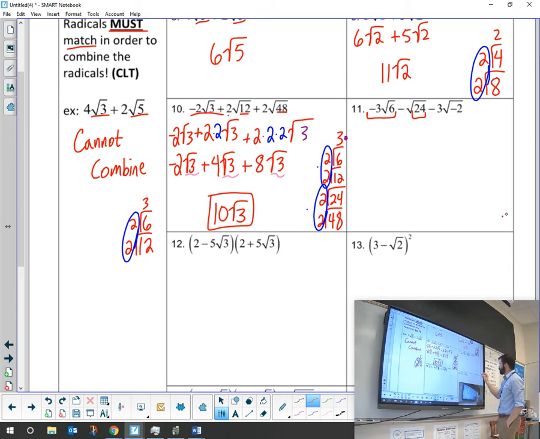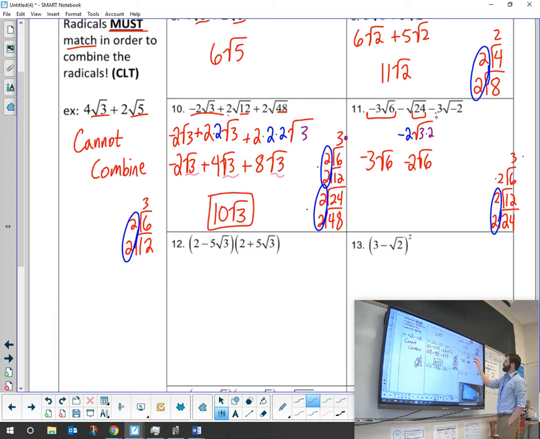So let's take 24 off to the side and let's reduce it. 24 divided by 2 is 12. 12 divided by 2 is 6. 6 divided by 2 is 3. So we have a pair of 2's that's going to go to the outside. And on the inside, we're going to have a 3 and a 2. All right, so that simplifies to be negative 2 square roots of 6. So we have negative 3 square roots of 6 minus 2 square roots of 6.